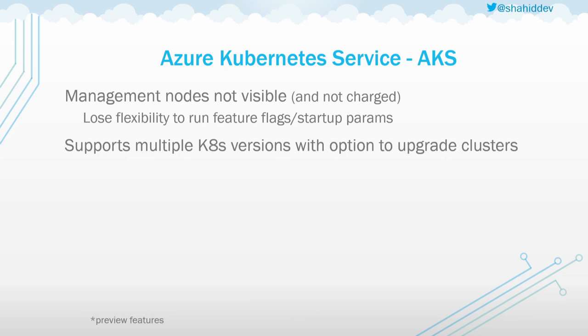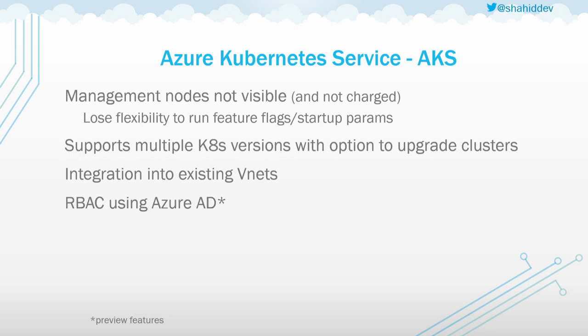We can run multiple different versions of Kubernetes on AKS. You can have multiple different clusters all running different versions. We can integrate AKS clusters into existing VNets, which is obviously quite important when you're managing your infrastructure. And quite nice, you can also integrate Azure AD into your role-based access control within Kubernetes. So anyone who's using Office 365 is going to have Azure AD. So this is really nice. That feature is in preview at the moment.